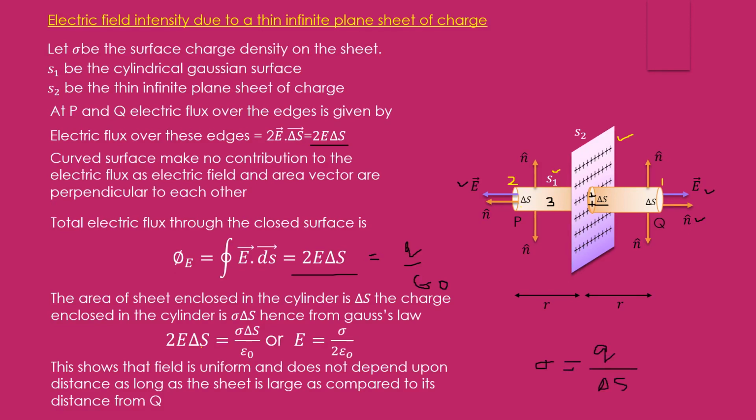This shows that the field is uniform and does not depend upon distance r. As there is no r in this formula, it does not depend upon distance. And sigma is constant, epsilon naught is also constant, so the electric field will be uniform. This is uniform only as long as the sheet is large, infinitely large, as compared to its distance from the point.